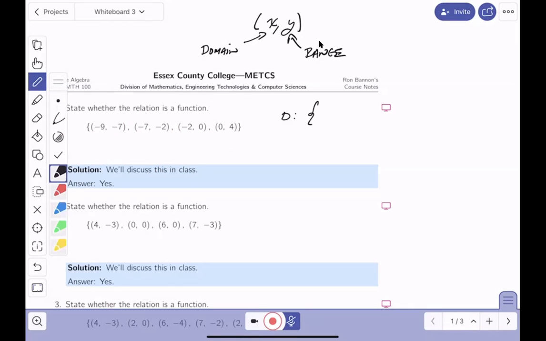So what are the domain numbers? -9, -7. These are the X numbers. -2 and 0. And what are the range numbers? I'll write them down for you. -7, -2, 0, and 4.